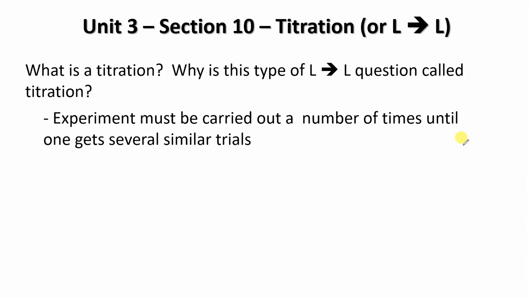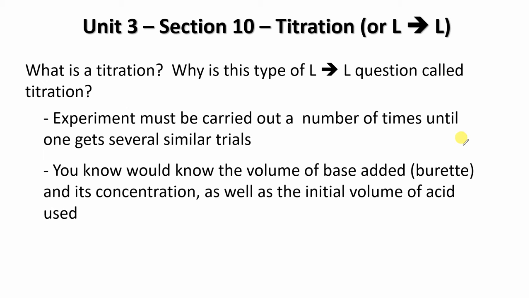The experiment must be carried out a number of times until you get several similar results or trials. You're using the same acid and base, so you should get the same numbers. If you did a trial where you got 25 and then you did another one and got 27, you've got a problem on your hands. You're going to need to do at least a third and maybe a fourth one to get a consistent number.